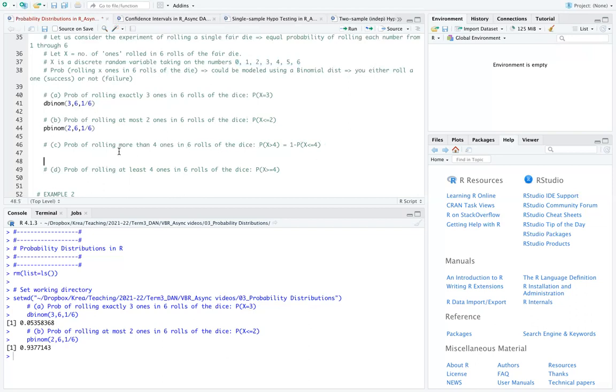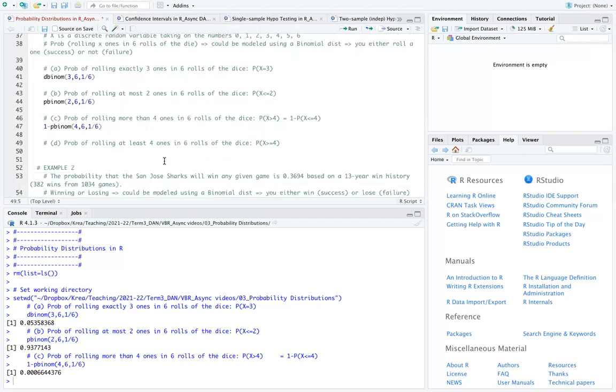So I use those principles, and I can rewrite my answer this way. If I want to find the probability of rolling more than 4 ones in 6 rolls of the die, I'll write that down as 1 minus p binom, 4 successes in 6 trials with a 1 in 6 probability in each. And I'll do control enter, and my answer is 0.00066. Now let's do the next one. The probability of rolling at least 4 ones in 6 rolls. This one is very similar to the previous one, but a little bit different.